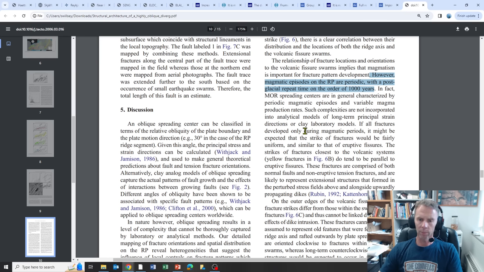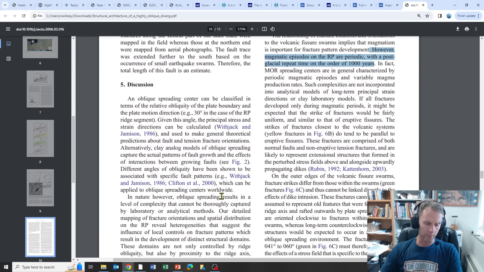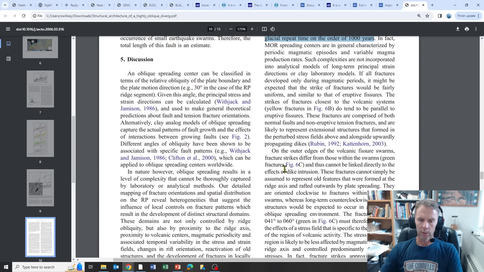If all fractures developed only during magmatic periods, it might be expected that the strike of fractures would be fairly uniform and similar to that of the eruptive fissures. But then they talk about how kind of crazy and chaotic they are a little bit. Fracture strikes differ from those within the swarms and thus cannot be directly linked to the effect of dike intrusion.